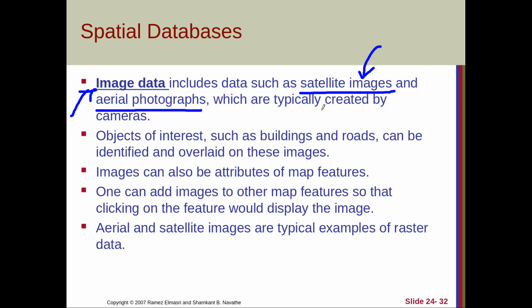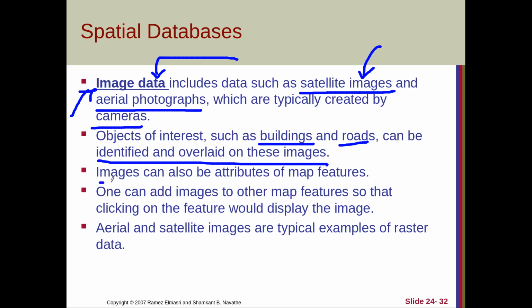These images are created, as you know, by using different cameras. The camera will capture the image and the image will be used for representing some portions of the map. In reality, in Google Map, we are using this image data for representing the map information. Now, objects of interest such as buildings and roads can be identified and overlaid on these images. By looking into these images, you can even see your home on Google Map using the satellite image that is already taken and stored on the server of Google Map.